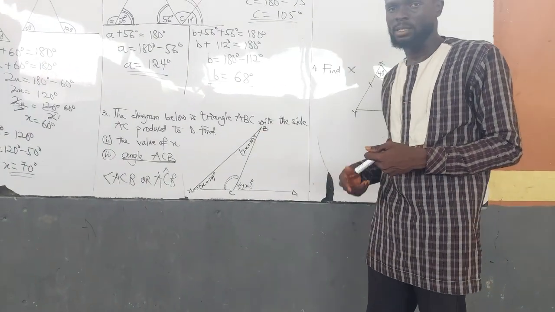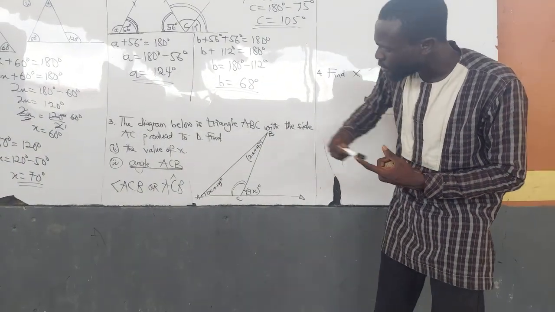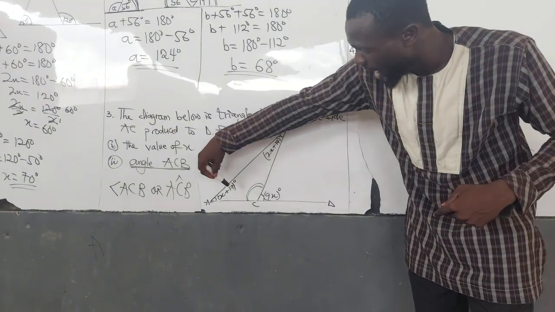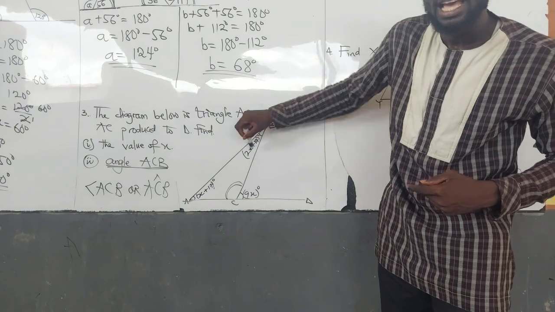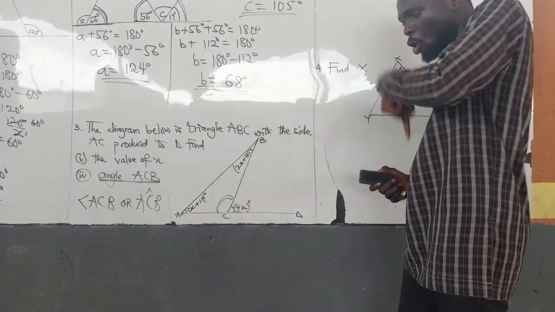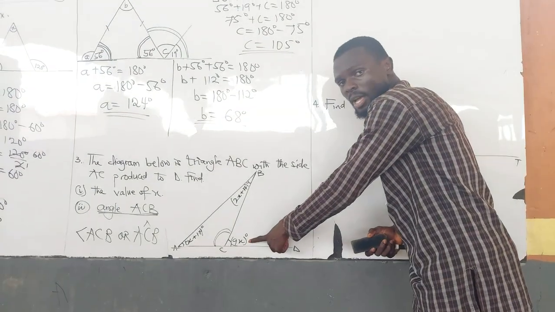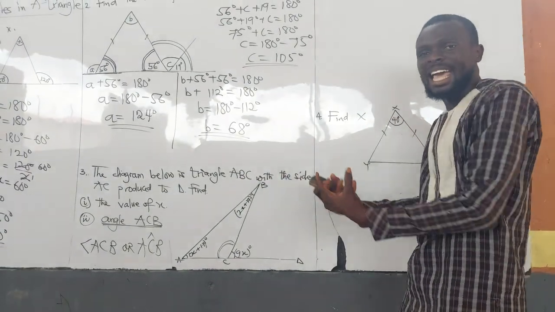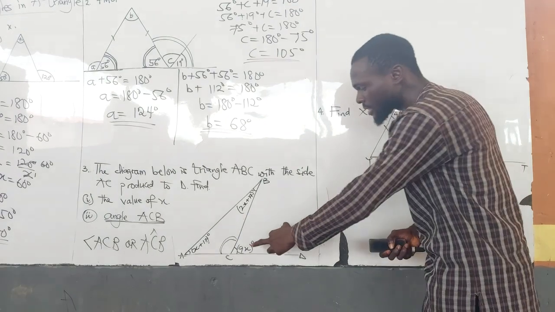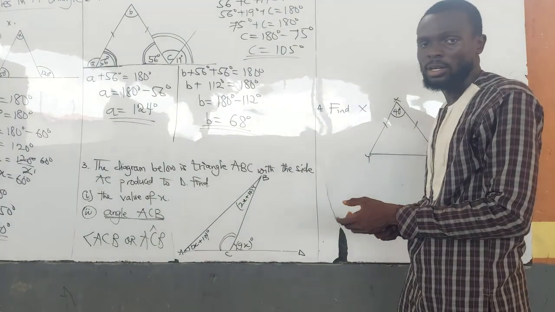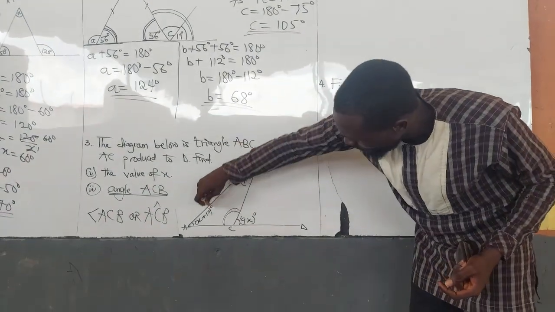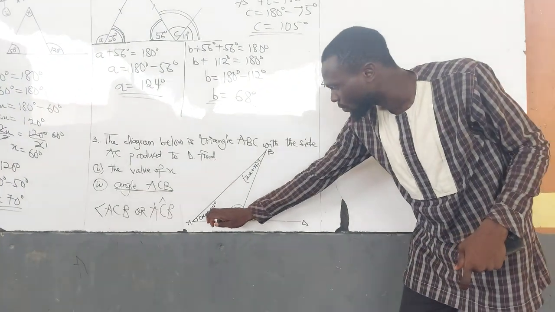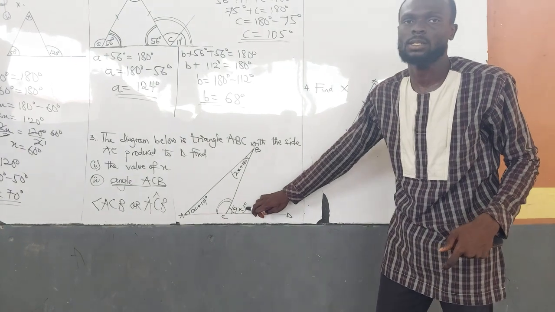Now which of the properties can I use to solve for X? You can see that you have the co-interior angles, which is this and this, and you have been given its opposite exterior. And the property says that if you have two co-interior angles and you sum them together, it is the same as its opposite exterior. So this angle is opposite to this, which is the exterior. So the sum of this plus this will give you this.